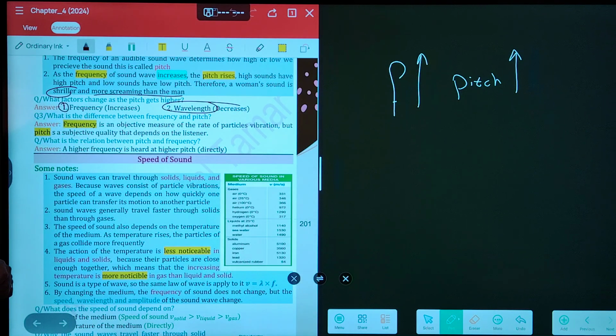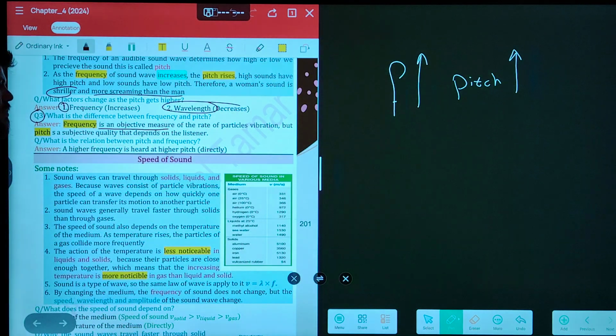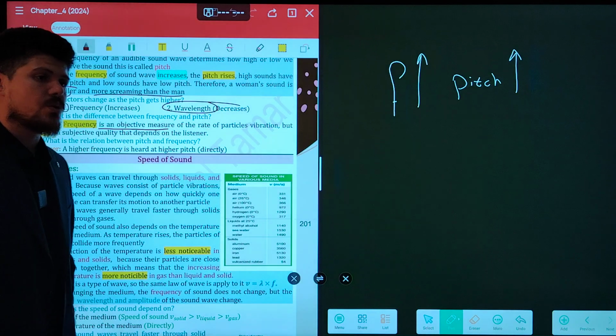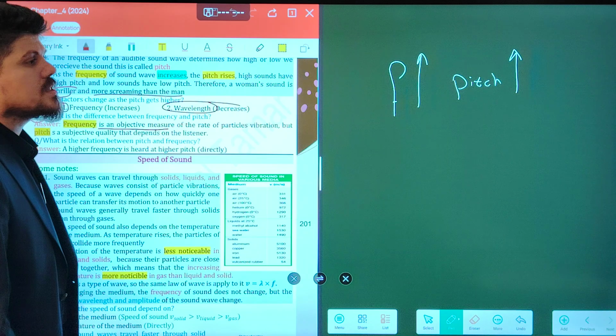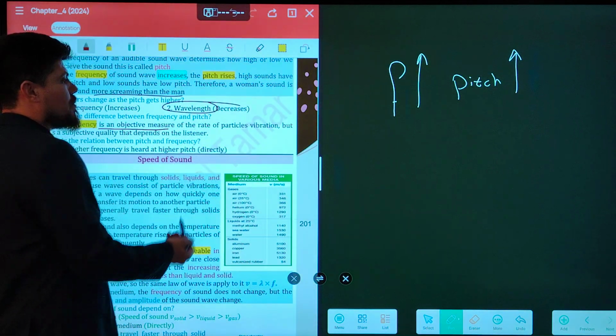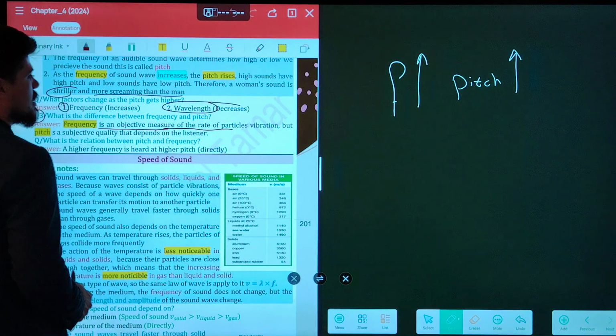What is the difference between frequency and pitch? This is question 3 in the chapter review, a very good question. Sometimes students struggle to distinguish between frequency and pitch. Frequency is what? An objective measure. It does not depend on the person. It is an objective measure of the rate of particle vibration.